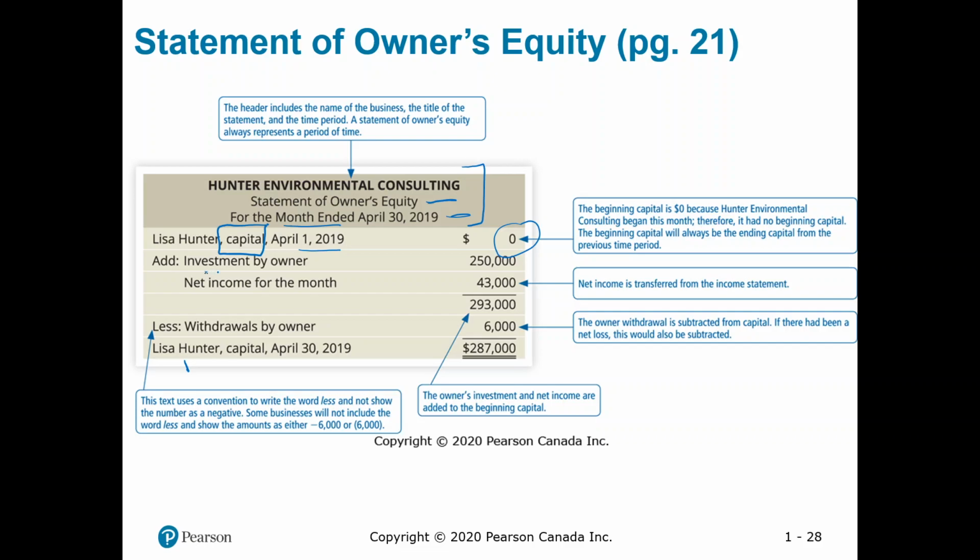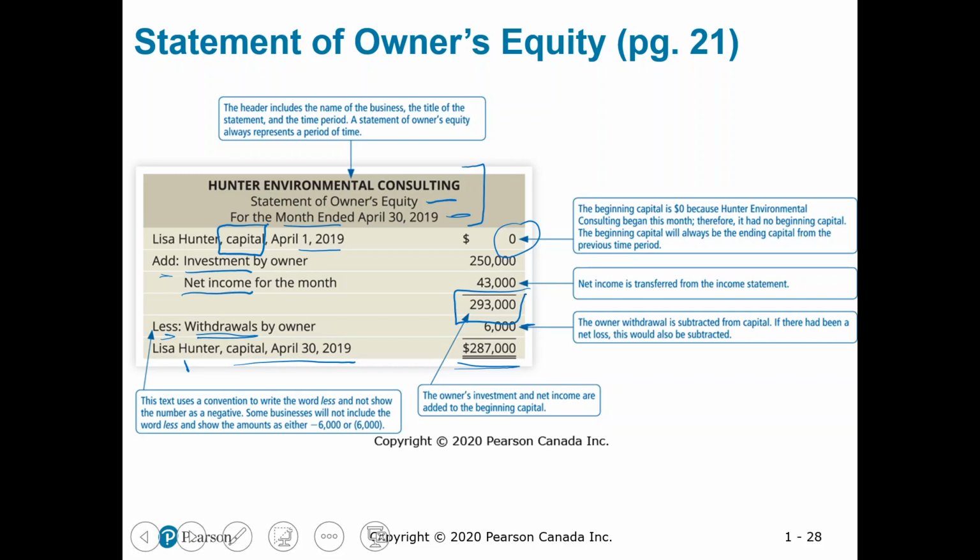Now, as I said, we add in investments and net income, and we typically calculate a little subtotal here. And then from there, you subtract any withdrawals. So we show less and add. So this $6,000 withdrawal that she took out, so she already took out what she was owed or her claim of the assets. That is subtracted to get to our ending capital balance at the end of the month for April 30th.